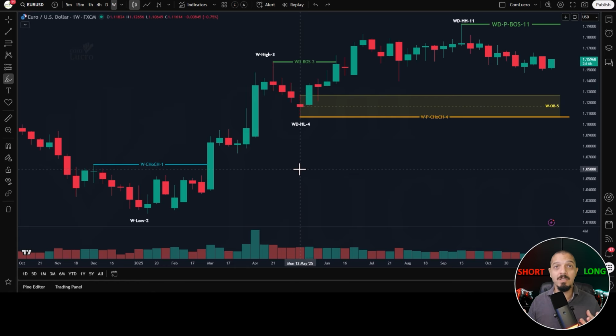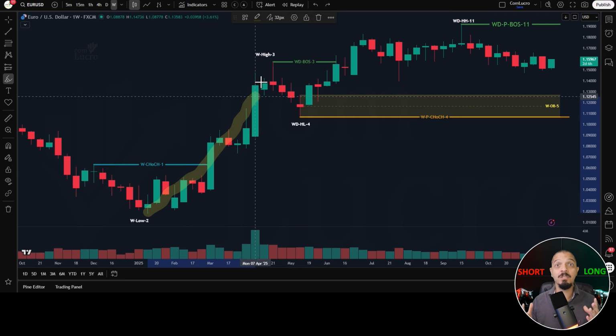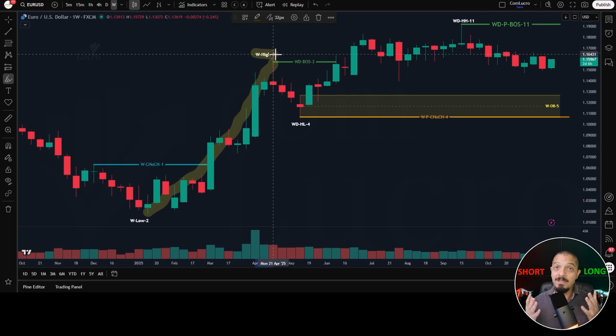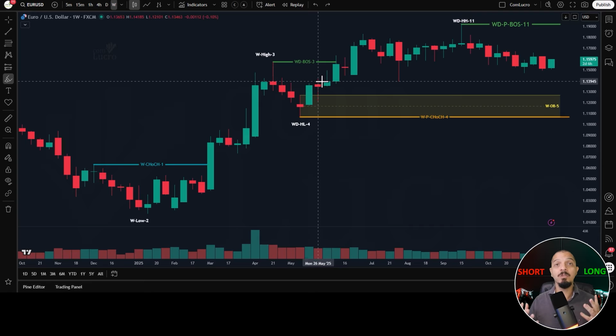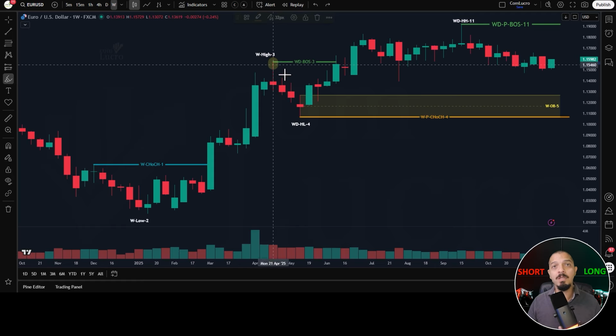After the weekly change of character 1, price continues climbing until it reaches weekly high 3. This becomes the first major high of the new trend. At this same level, you also see the label weekly daily break of structure 3. At this stage, it is simply the point where the future break of structure will be confirmed once price eventually trades above it. From weekly high 3, the market begins a natural retracement.